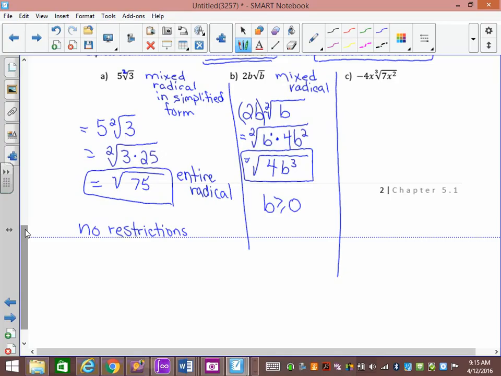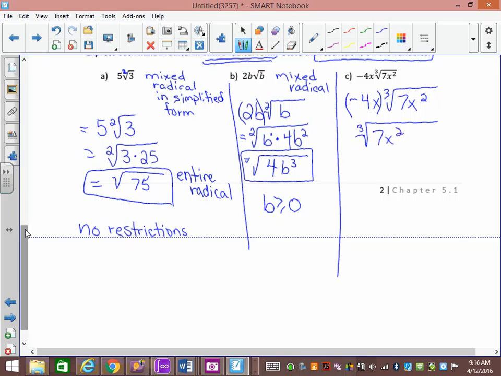The next one, I want to make an entire radical. Instead of raising it to the 2, I'm now going to raise it to the what? What's my index? 3. So I'm now going to raise it to the 3. So I'm going to go negative 4 times the cube root of 7x squared. I'm going to take this and raise it to this index that's right here. So technically I'm just doing what this looks like and putting it underneath, right? So I get 7 times the cube root of 7x squared.